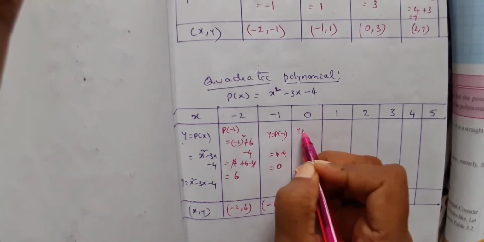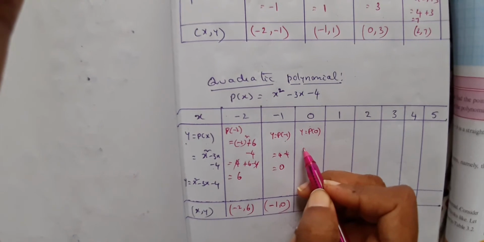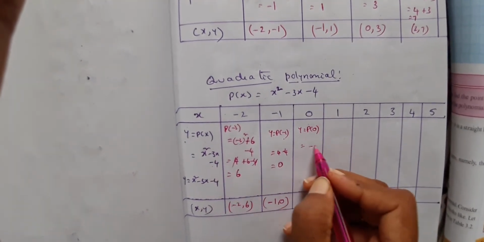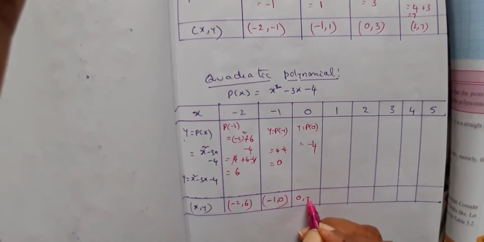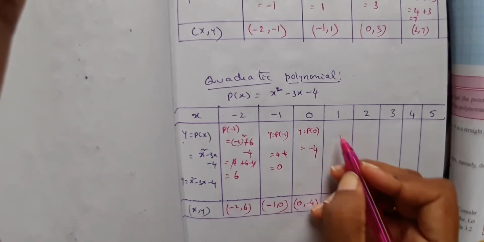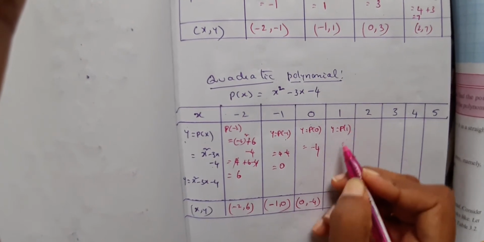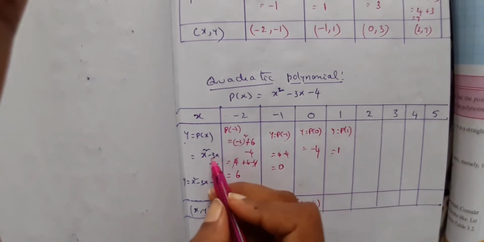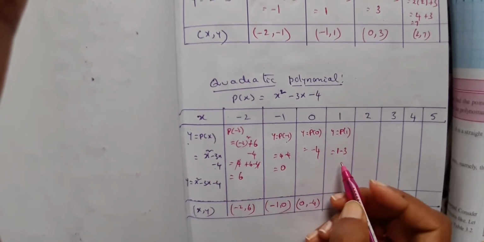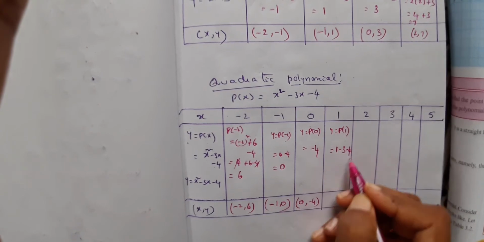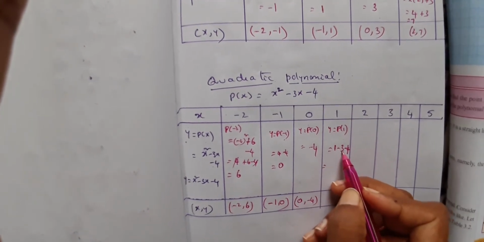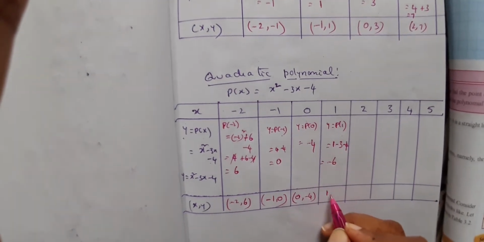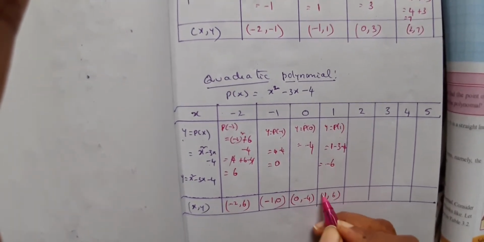Now y is equal to p of 0. Substituting 0 in this x square, this is 0, this is 0. And finally you are left with -4. So what is the value? 0 comma -4. And now y is equal to p of 1. Similarly substitute. 1 square is 1. -3 into 1 is -3 minus 4. So 1 minus 3 is -2, -2 minus 4 is -6. So what is the value here? x is 1, y is -6.